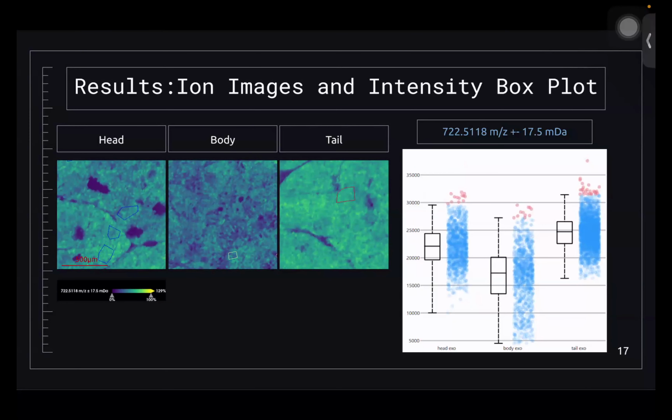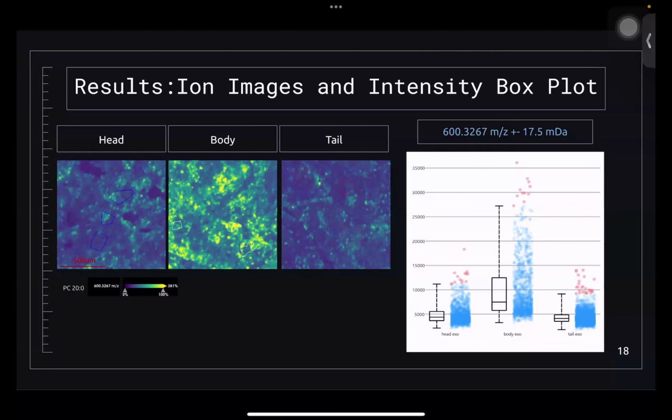This is in the exocrine tissue. So this lipid is localized in the exocrine tissue, and it seems to be least abundant in the body here, while it's more abundant in the tail, or slightly on par in the head and the tail. It seems to be least abundant in the body of the pancreas.